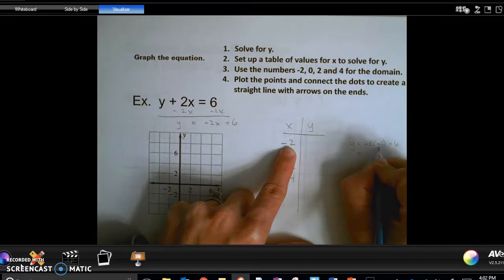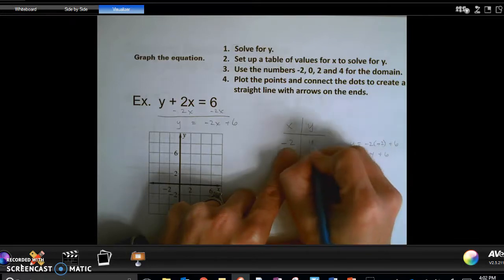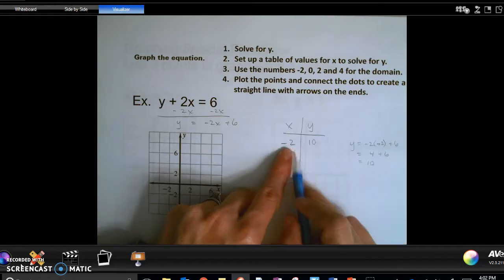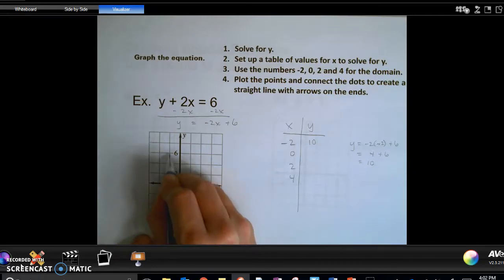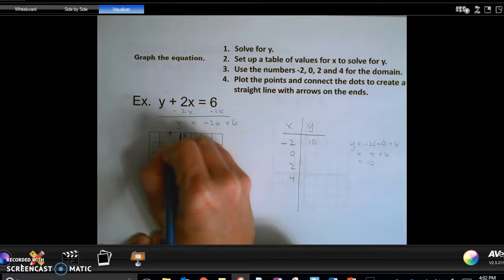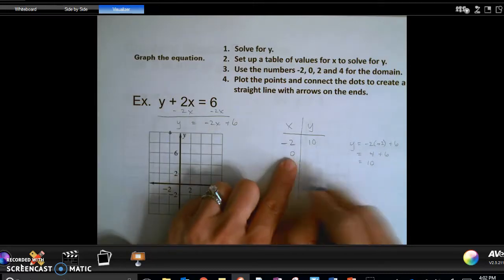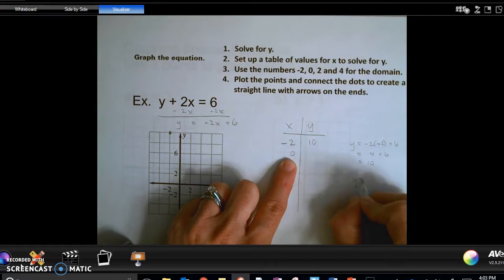-2 times -2 is +4. 4 plus 6 is 10. So when x is -2, y is 10. So on my graph, I'm going to start at the origin and go left 2 and up 10, 2, 4, 6, 8, 10.